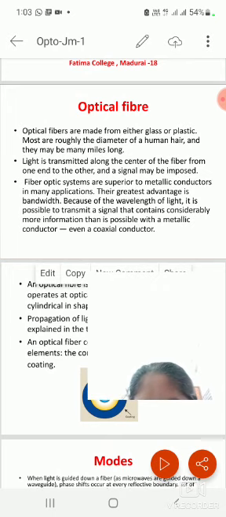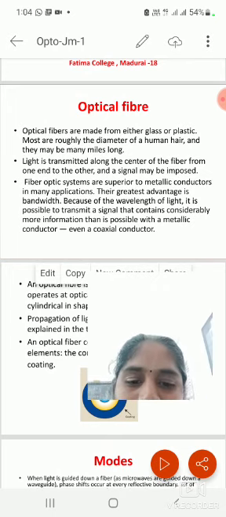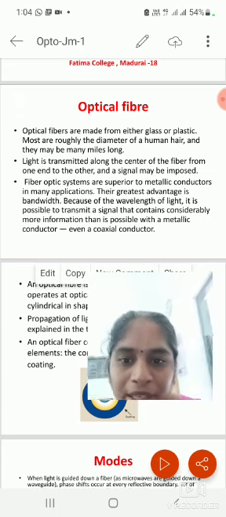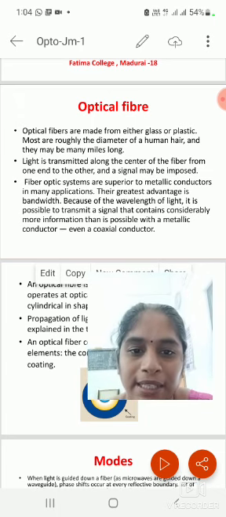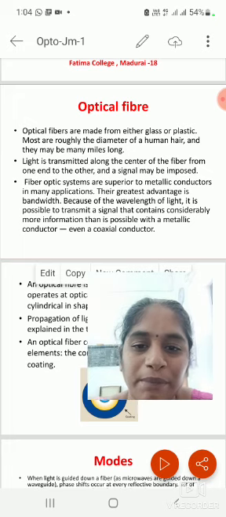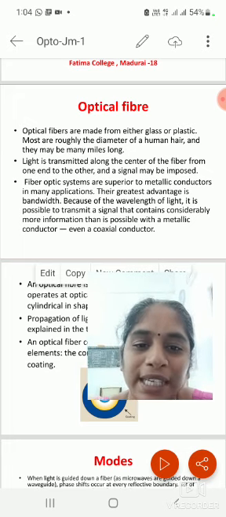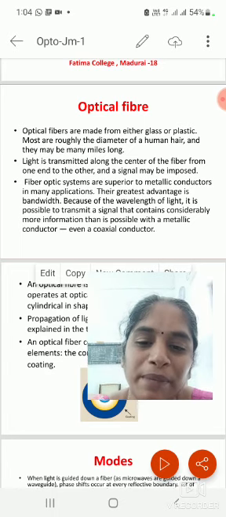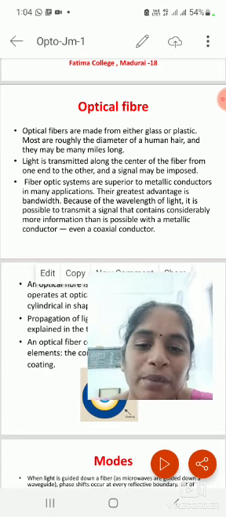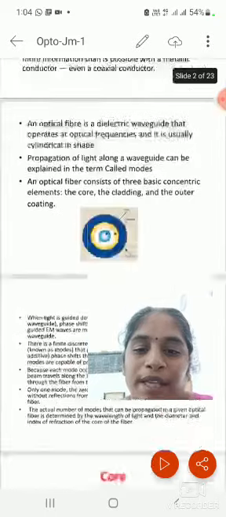Fiber optic systems are superior to metallic conductors in many applications. Their greatest advantage is bandwidth. Because of the wavelength of light, it is possible to transmit a signal that contains considerably more information than is possible with a metallic conductor, even a coaxial conductor.